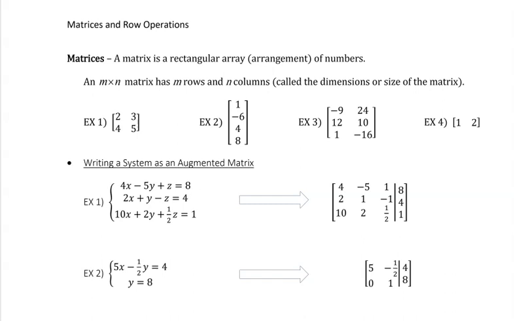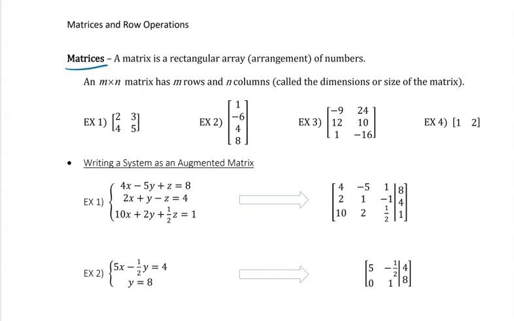Hi everyone, so in this video we are going to be talking about matrices and row operations. So to start off, matrices. A matrix is a rectangular array of numbers. An m by n matrix has m rows and n columns, called the dimensions or the size of the matrix. These first four examples are all examples of matrices.